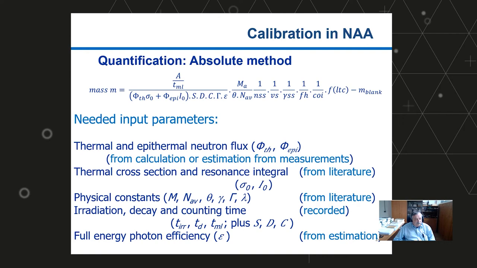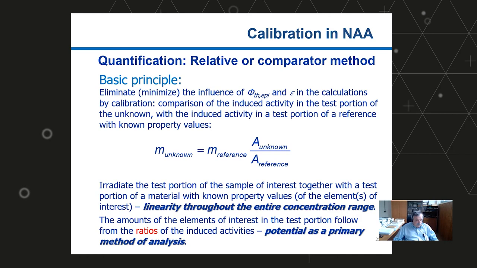We have to record all the timings, and we also need to determine full energy photon efficiency for the gamma rays we measure, and this should also be done separately via experimental measurements. Now the relative or comparative methods, where we irradiate simultaneously the sample and our standard for one element or for two elements or for five elements. For more, it becomes a little bit complicated.